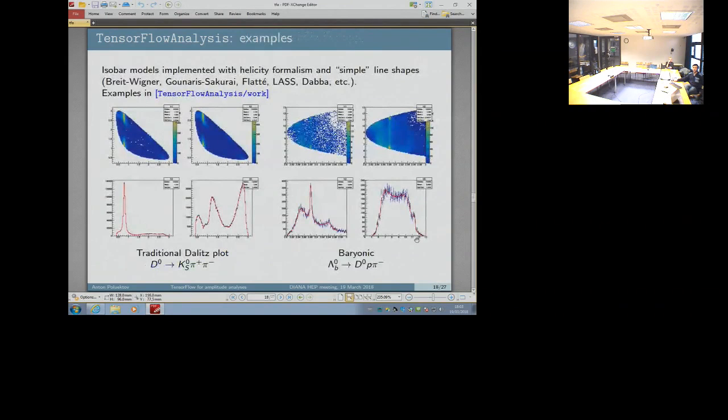Unfortunately, we don't have any analyses that are published. There are several of them approaching publication, but none of them is published. So these are just toy Monte Carlos. This is an example of the traditional Dalitz plot, D0 to K short pi pi. This is the baryonic decay Lambda_b to D p pi, where the blue points are the generated sample, the toy generation, and the red line is the result of the fit. There are some examples in this link here.